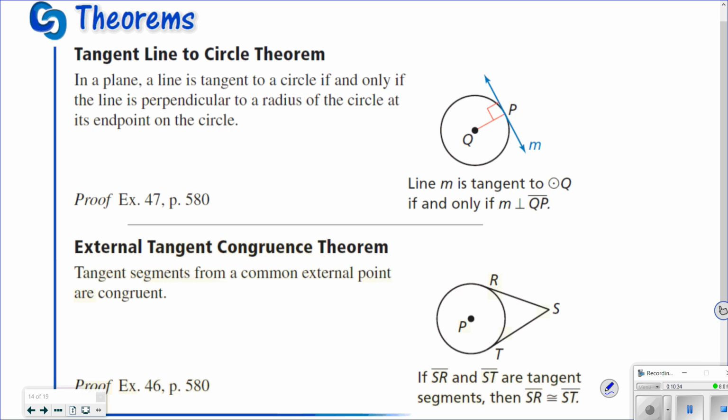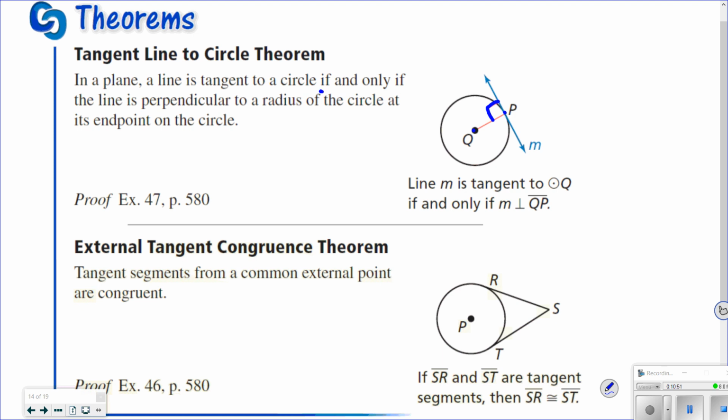Anyway, sorry, so in a plane, a line is tangent to a circle if and only if the line is perpendicular to the radius of the circle. So what that means is, if I take the point of tangency, which is P, and I draw the radius from the center, it will always be perpendicular to form that 90-degree angle right there.